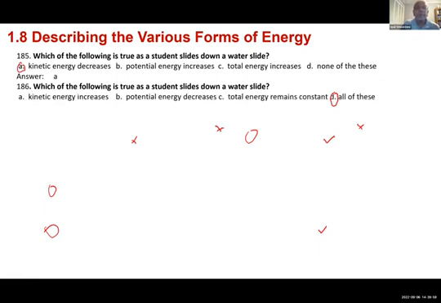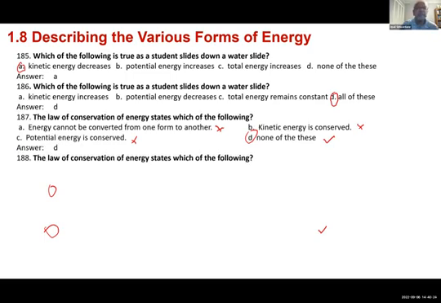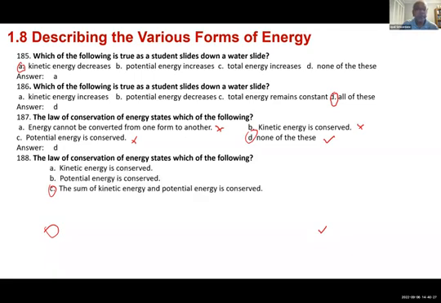Which of the following is true as a student slides down a motorcycle? Kinetic energy increases. Potential energy decreases. All of them are true. Kinetic energy increases, potential energy decreases, total energy remains constant. The law of conservation of energy says energy is neither created nor destroyed, so the total of kinetic energy and potential energy is conserved.